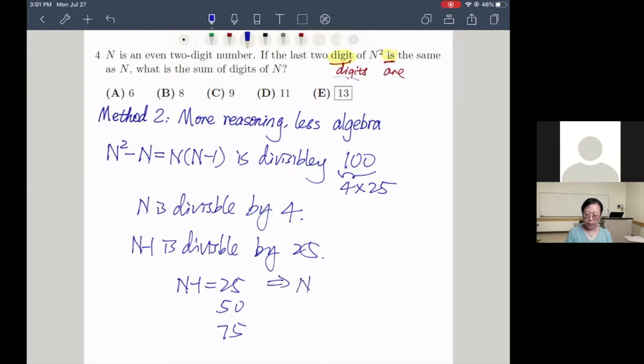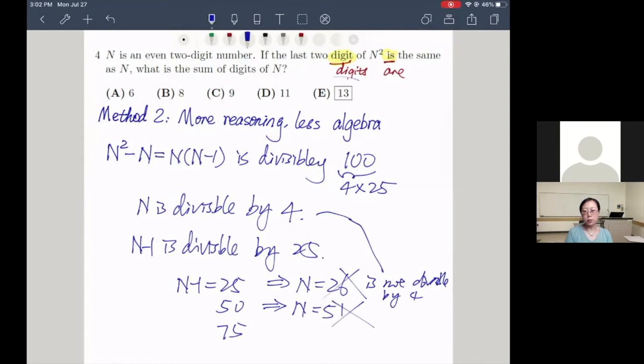N minus 1 can be 25, it can be 50, it can be 75. 25 means that n equals 26, but this is not divisible by 4, which we know has to be true, right? And if n minus 1 is 50, n is 51, that is not possible because n is an even number. Lastly, if n minus 1 is 75, n equals 76. This works, right? In fact, this is the only answer. With n equals 76, the answer should be 7 plus 6, which is 13.